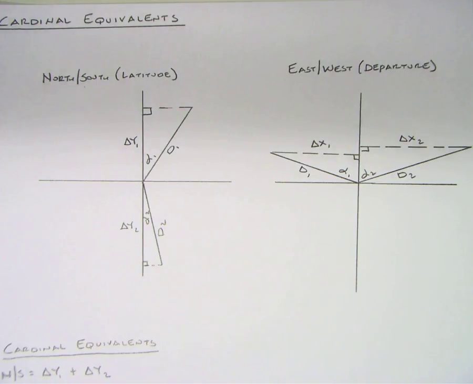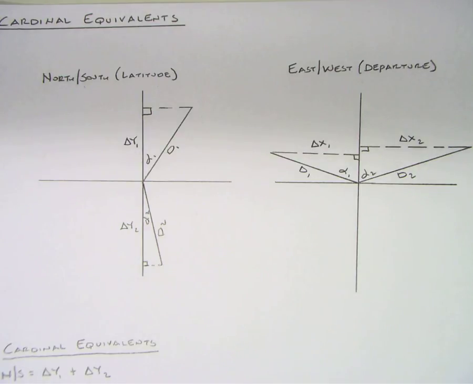Let's take a look at what cardinal equivalents actually are. There's a principle to do with some types of proportioning, and this principle says that lengths of proportion lines are comparable only when reduced to their cardinal equivalents. It means that the actual length of the line is not used in this type of computation. A double proportion is one of these types of computation.